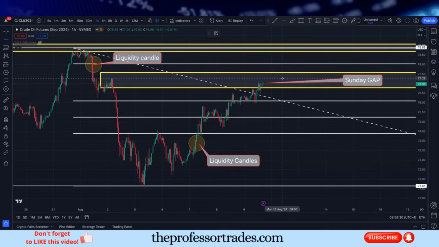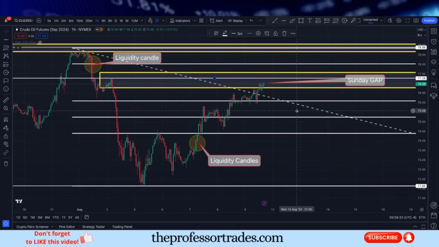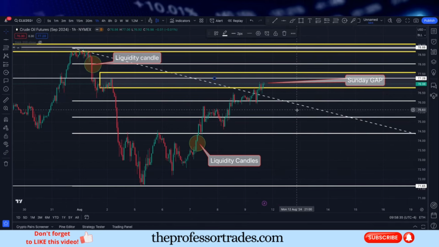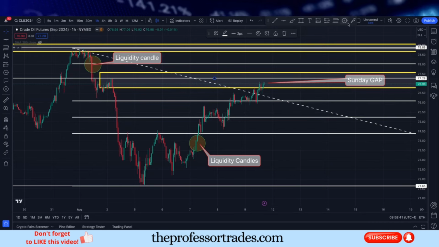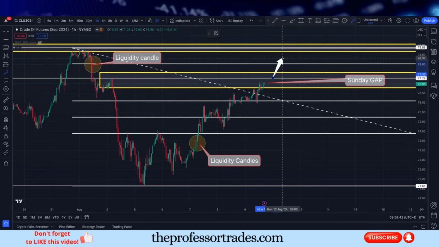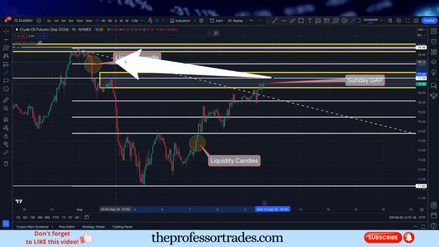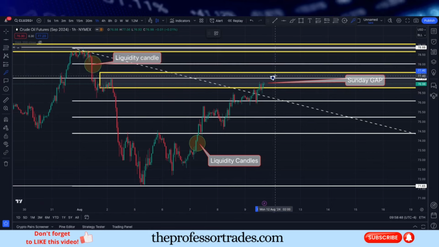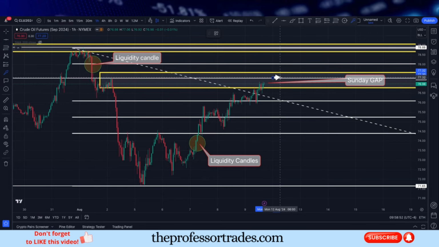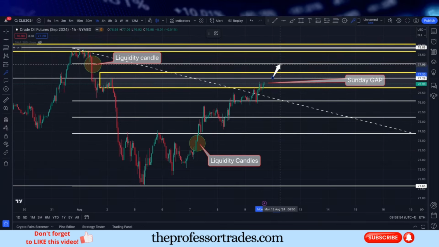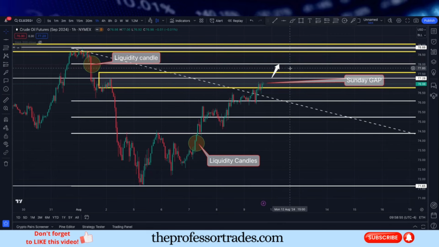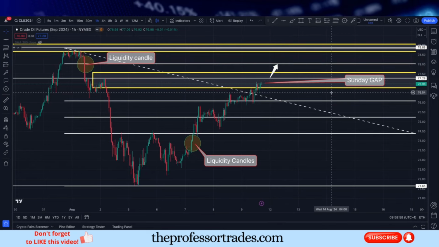So what we're looking for here is, number one, we're going to mark up this particular level right here. Okay, because if we do get price to close above this 77.28, we're just going to call it 77.30, then we are looking for price to come up to this area and eventually take out the liquidity of this candle. So we're going to basically trade zone to zone. Okay, so if we do close above this 77.32, then you are pretty good to take this all the way up to 78. That would be that particular scenario.